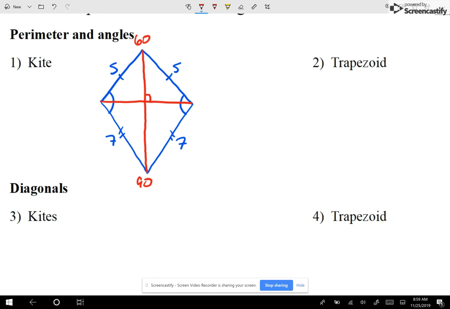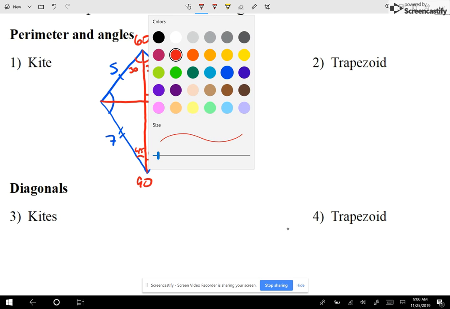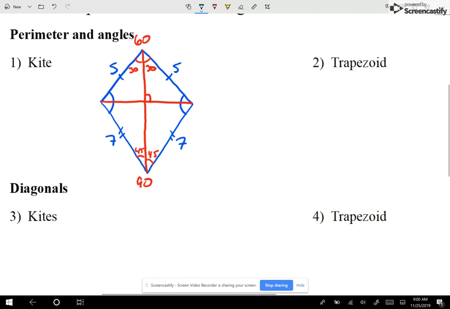So we know the angle on the top is 60. That gets broken down into 30 and 30. The angle at the bottom is 90. That gets broken down into 45 and 45. Right? Gets cut down in half. Now, I can come and ask you for any other angle now. I can ask you for this angle.